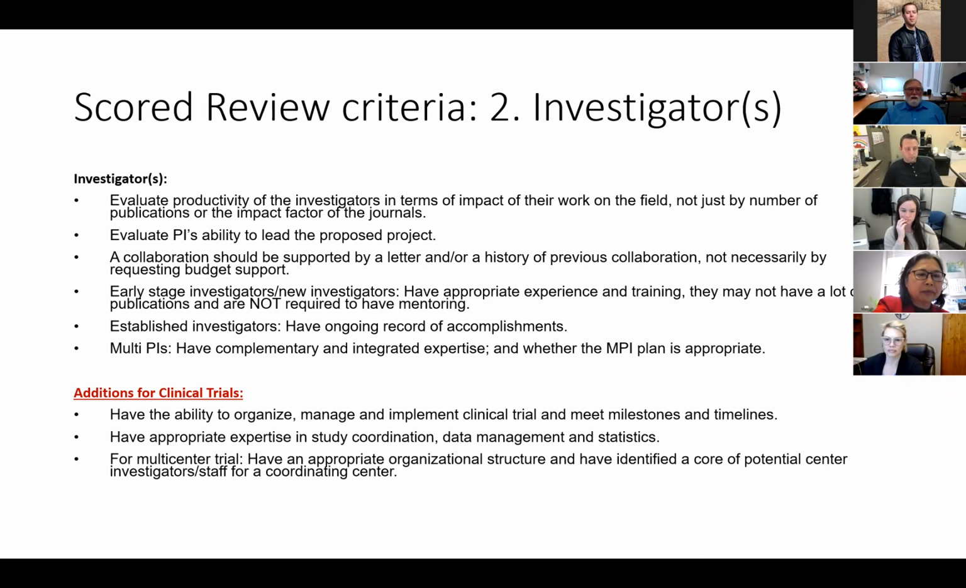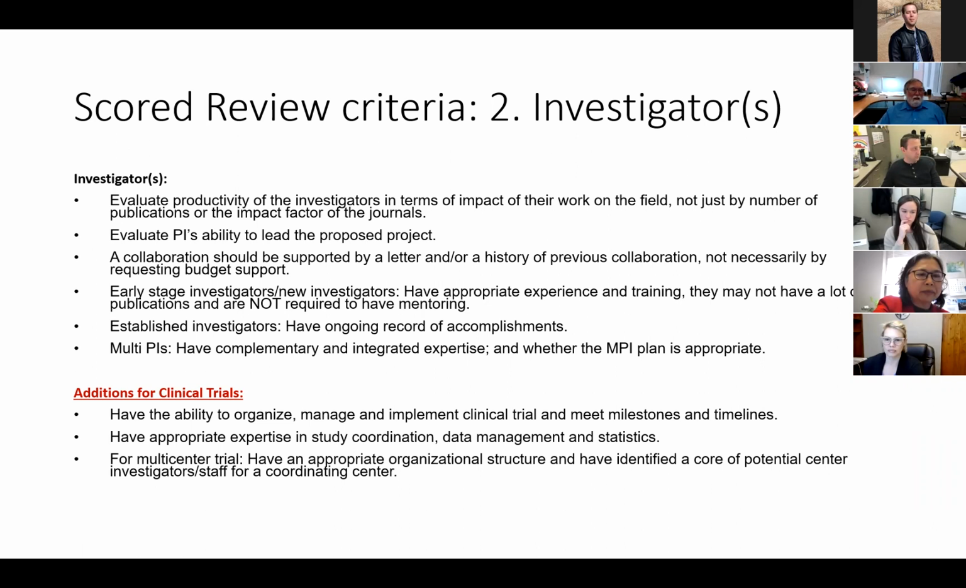If there's a collaboration, you need to support this by a letter or a history of previous collaboration. You really would like to have a letter from collaborators in the grant describing their role and what they're going to do for you. For early stage investigators, new investigators, if you have the appropriate experience and training, they may not have a lot of publications and are not required to have mentoring. Again, in this type of thing, collaborative letters do help. Established investigators are expected to have an ongoing record of significant accomplishments.